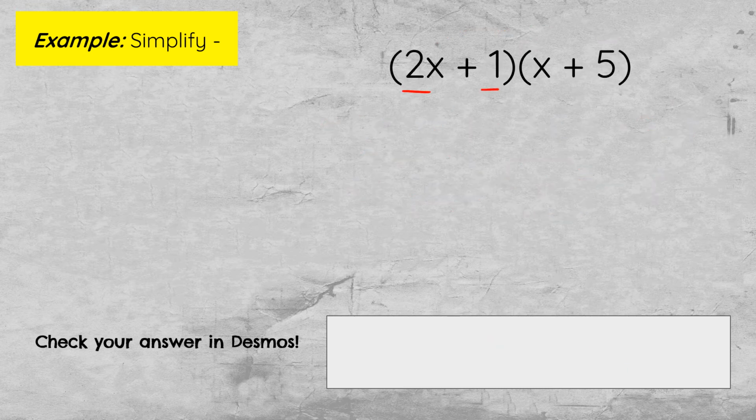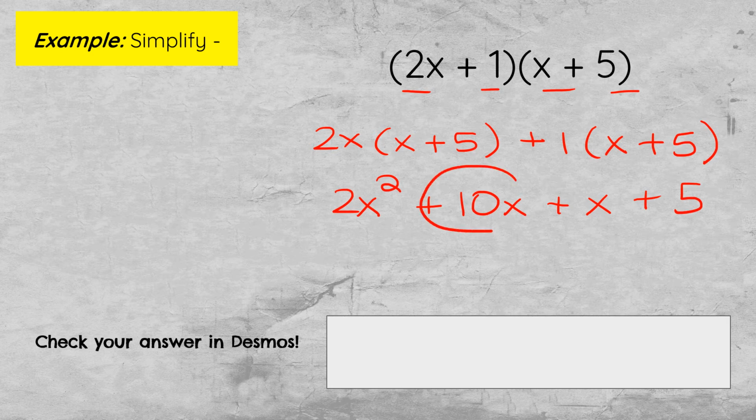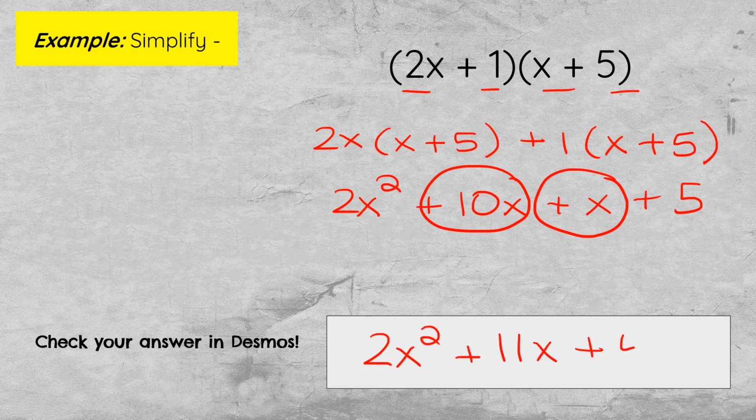So same thing here, we have 2 terms times 2 terms. So our 2x has to distribute to x plus 5. And 1 also distributes to x plus 5. 2x times x is 2x squared. 2x times 5 is 10x. 1 times x is x, and 1 times 5 is 5. Before I move on, I do notice some like terms. So my final answer is 2x squared plus 11x plus 5.